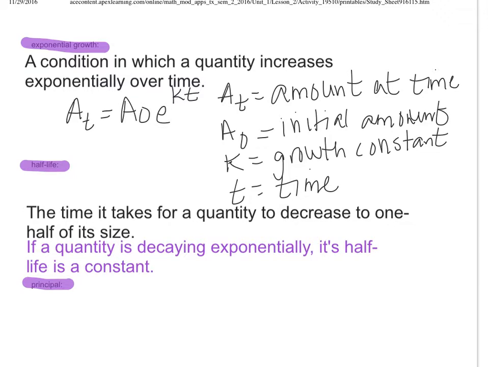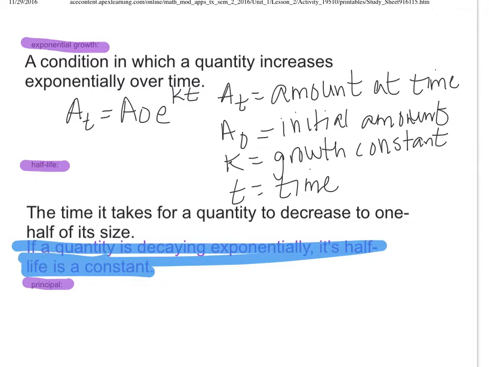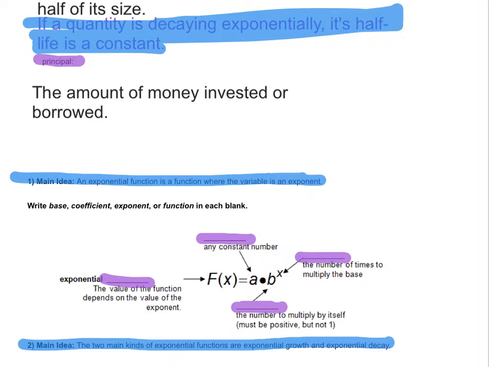Okay, half-life is the time it takes for a quantity to decrease to 1/2 of its size. It's important that you know if a quantity is decaying exponentially, its half-life is a constant. I would make sure to write this portion right here down because it looks like a great quiz question. So hint, hint, that's important. The principle, like the other lessons, is just the amount of money invested or borrowed.